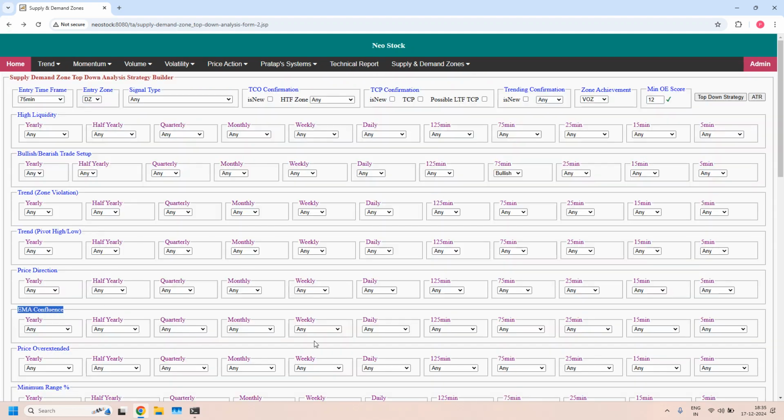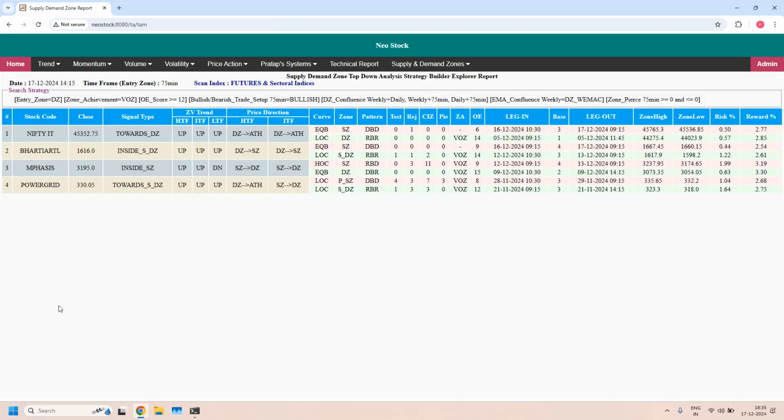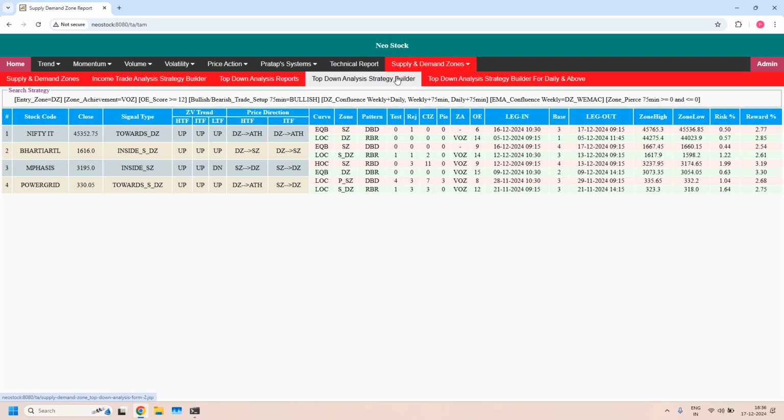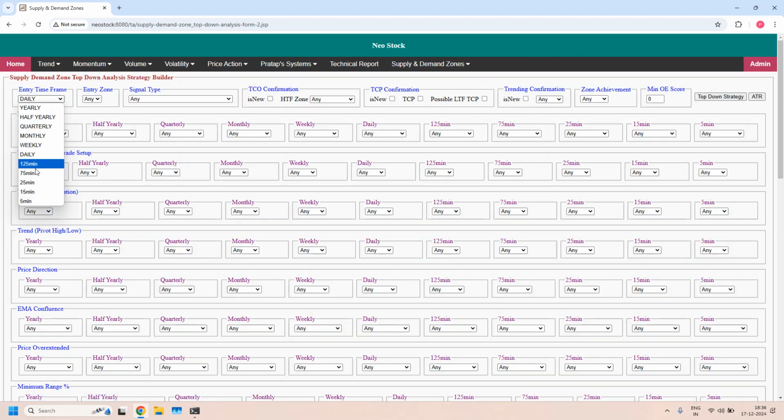In the EMA confluence, weekly time frame, weekly demand zone having weekly EMA confluence filter is enabled. With this filter, out of 4 stocks, we got all the 4 stocks. That means all these 4 stocks are even more high probability trade setup supported stocks for weekly income trade, bullish trade setup. Okay, next, weekly income trade, bearish trade setup. Entry time frame is 75 minutes. Entry zone is supply zone.